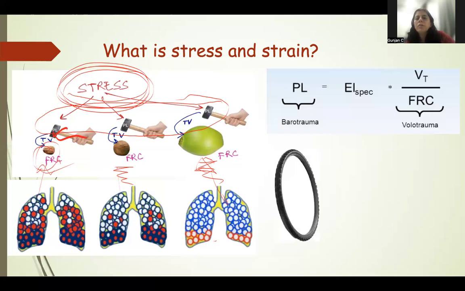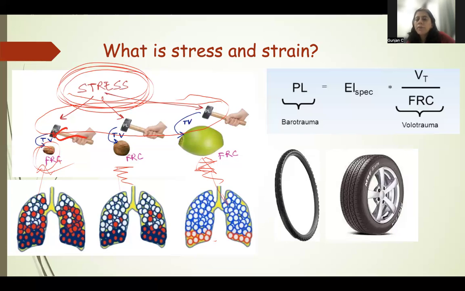When we deliver this pressure or this volume into these lungs, if I have two tires, a cycle tire is going to deform much more for the same volume as compared to when I inflate air into a big MRF truck tire, which is going to deform less. So the volume trauma that is going to happen in the bigger tire is going to be much lesser as compared to the same volume delivered to the cycle tire, right?